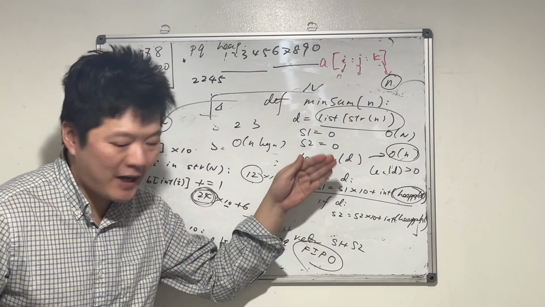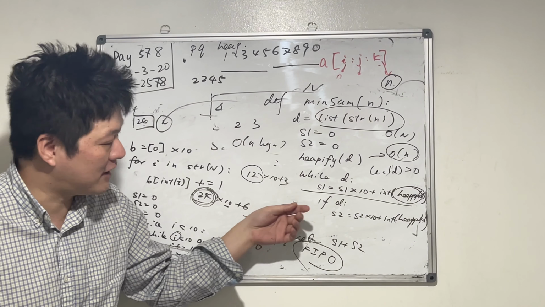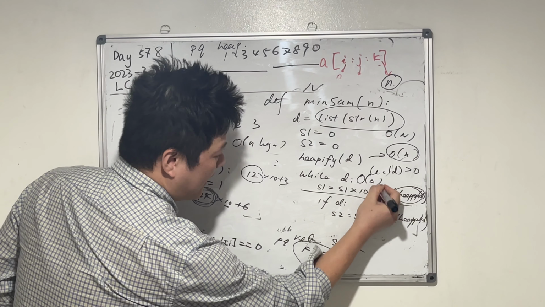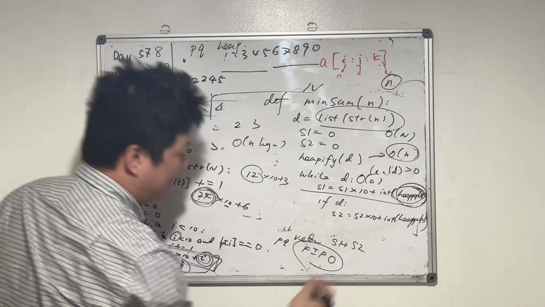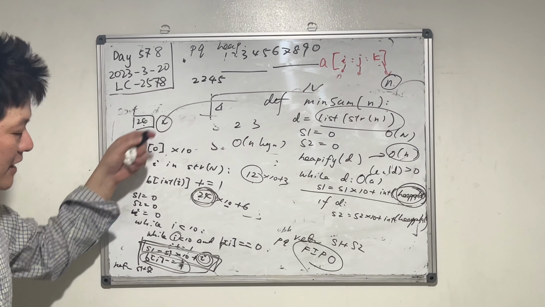So look, we are taking n digits until all the digits are taken. So the time complexity is O(n log n), because here is O(n) and here is log n. So these are the three approaches.